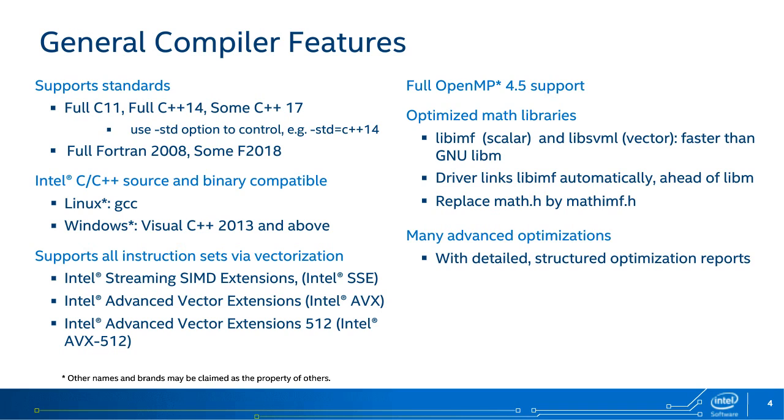Note that we do have binary compatibility with the GCC compiler, which comes from using the GCC runtime libraries. So you can mix Intel compiled code with objects or libraries compiled with GCC with no issues. There are many advanced optimizations available, and in the next slides we are going to talk about them.